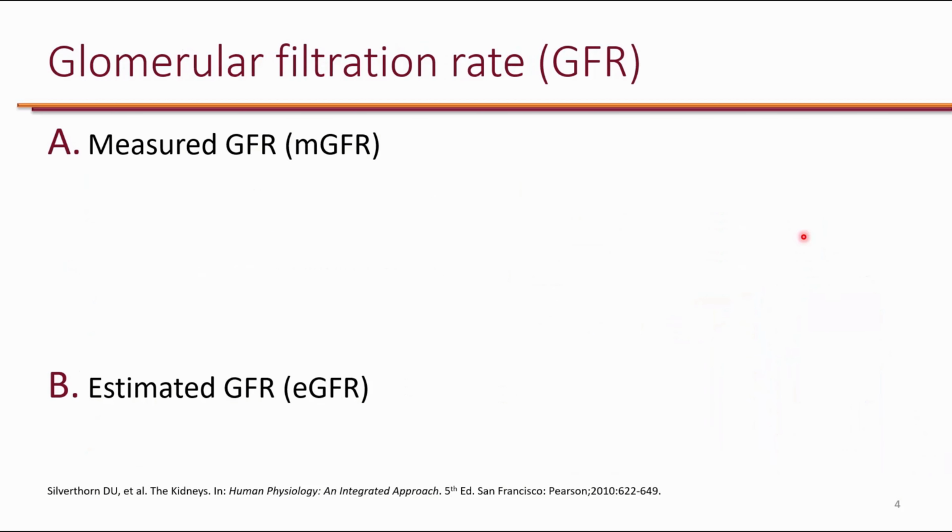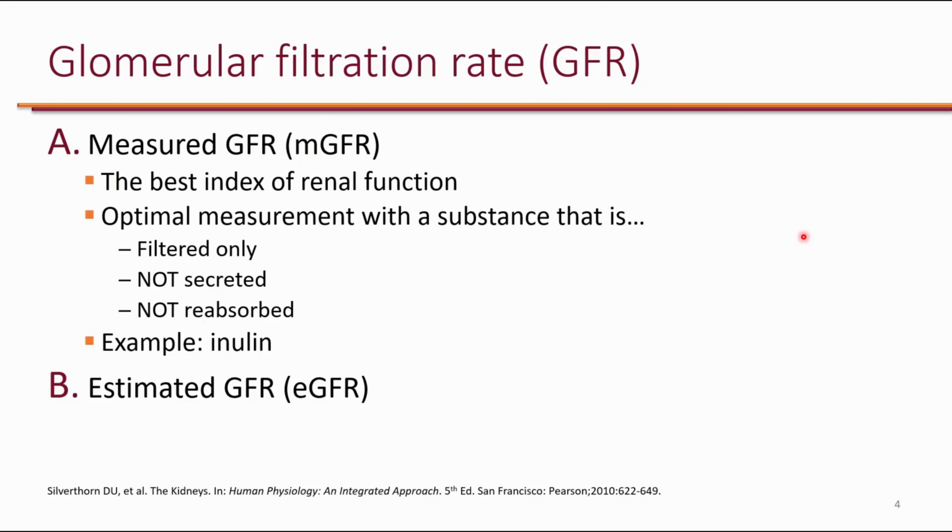The best way to assess renal function is to measure glomerular filtration rate, or GFR. Now, you can either measure GFR or you can estimate it using equations. Measured GFR is the best index of renal function. And when measuring GFR, we want to use a substance that is filtered only and is not secreted and not reabsorbed, because we are only measuring the filtration process.